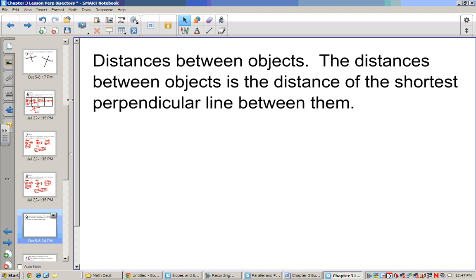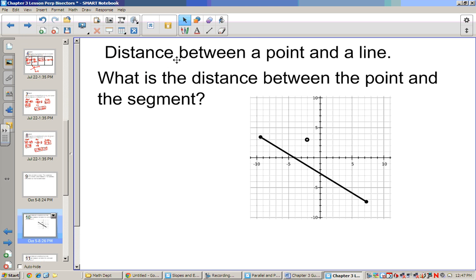Last, we're going to look for the distance between objects. The distance between objects is the distance on the shortest perpendicular line between them. For instance, if I have this situation where I want to find the distance between this line and our point, I could find this distance or that distance, but the shortest distance is going to be along this perpendicular.